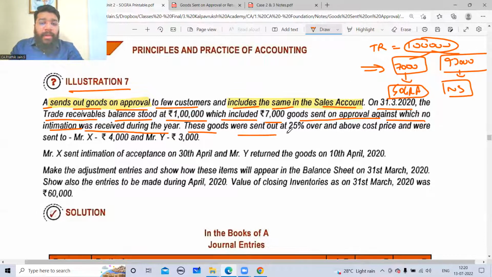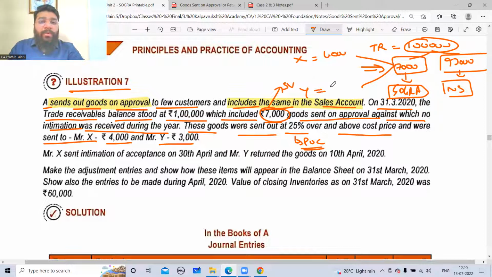These goods were sent out at 25% over and above the cost price. So this is profit on cost or profit on sale? This is profit on cost. And the 7,000 is the sale value. It was sent to Mr. X 4,000 and to Mr. Y 3,000. So the 7,000, if you see the breakup, to X we sold goods worth 4,000 and to Y we sold goods worth 3,000. That's how total put together 7,000. So from X we have to receive 4,000, from Y we have to receive 3,000, put together total 7,000 rupees is receivable.